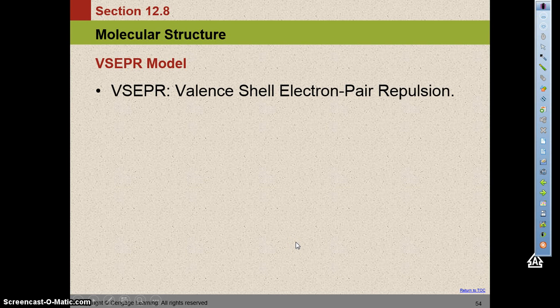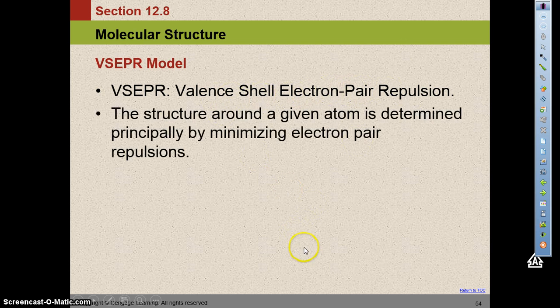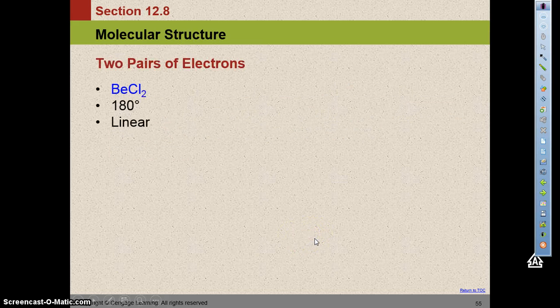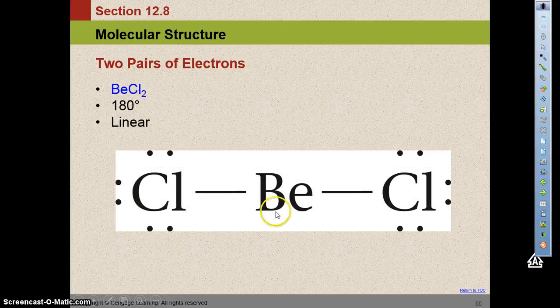The VSEPR model is the valence shell electron pair repulsion model of the atom. The structure around a given atom is determined principally by minimizing the electron pair repulsion. They try to get as far away from each other as possible. So, if there are two pairs of electrons, in this case it's 180 degrees and it's called linear. So here's the example. That's as far away as those two chlorine atoms can be from each other, and it forms a 180-degree bond angle.